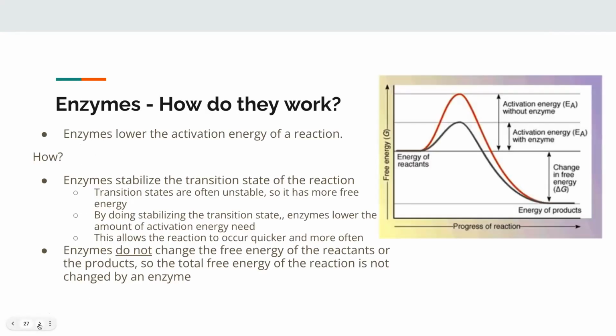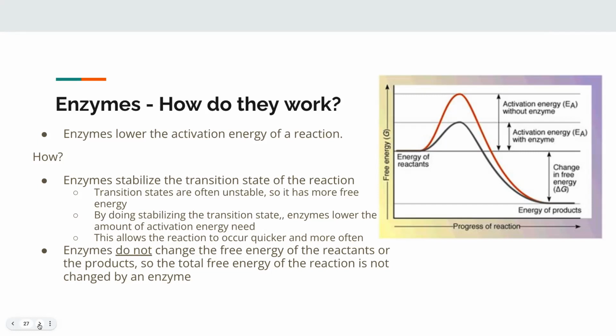So how do enzymes work? Essentially, they lower the activation energy of a reaction. And they do this by stabilizing the transition state. The transition state is like the in-between product of the reactants and the products. And this is a really unstable state, so it has a lot of free energy. By stabilizing this, the enzyme is going to lower the amount of activation energy that's needed for the reaction to occur.